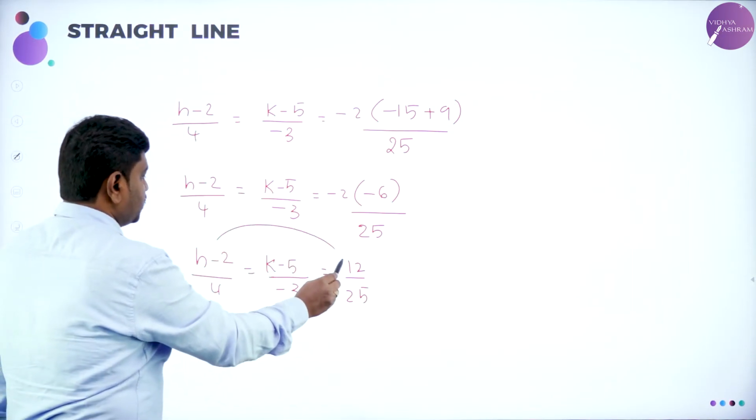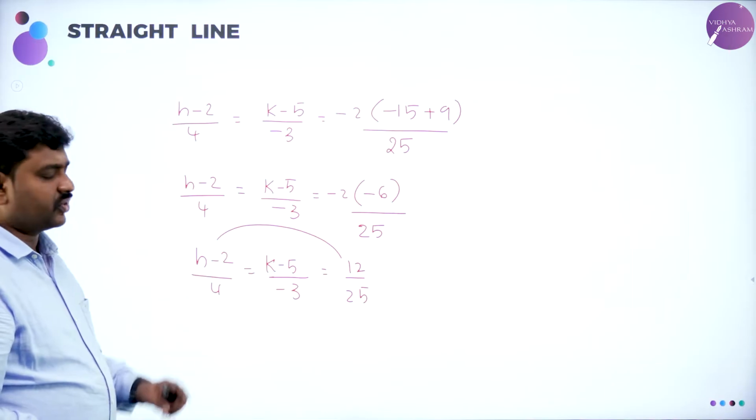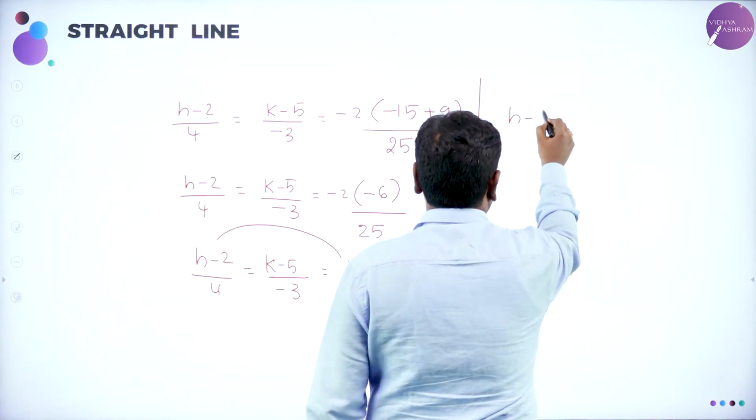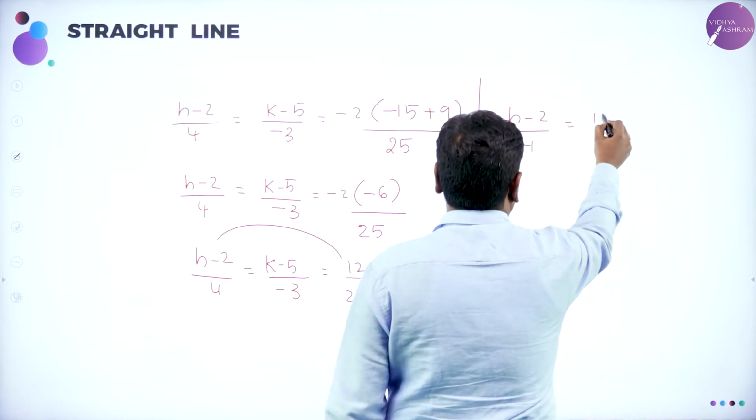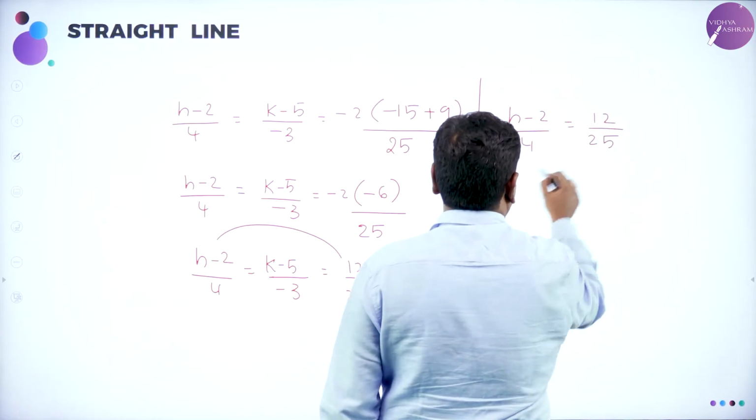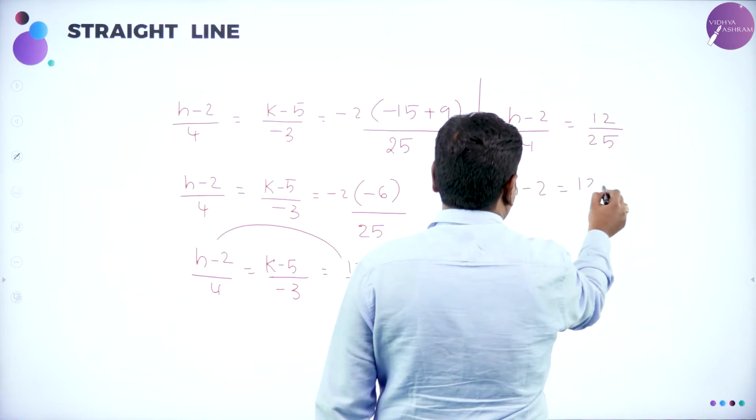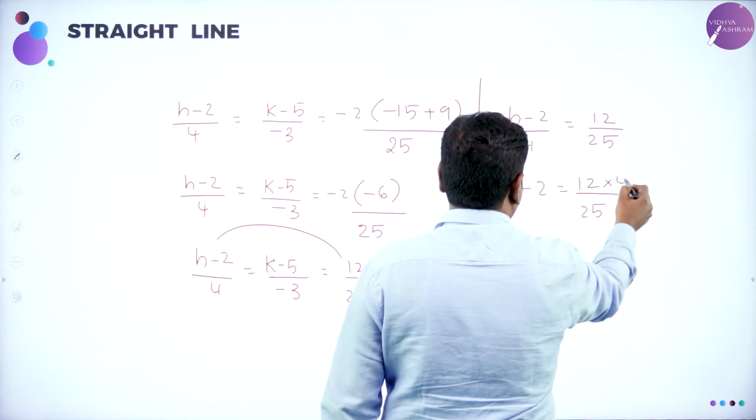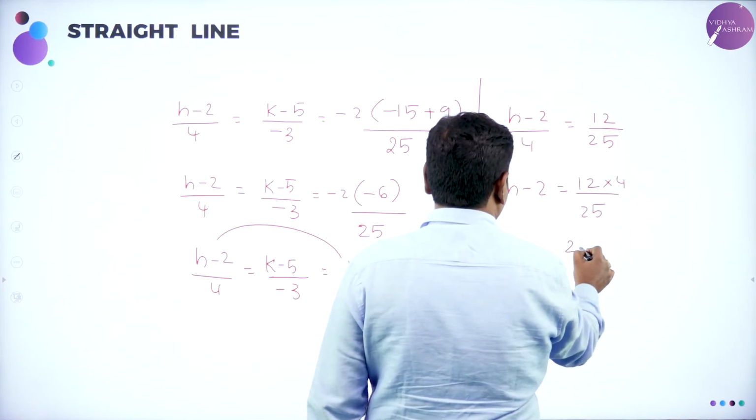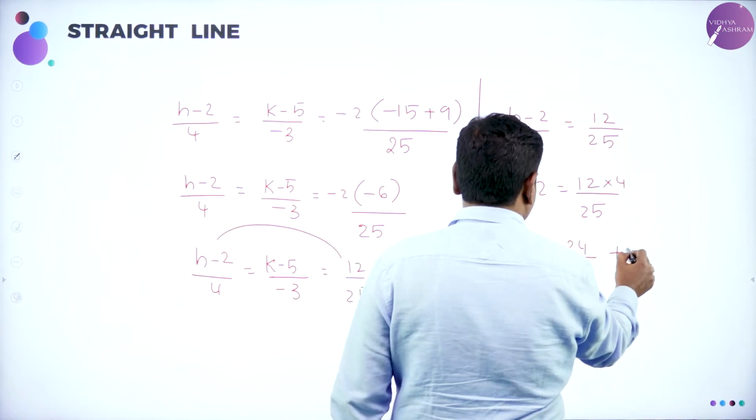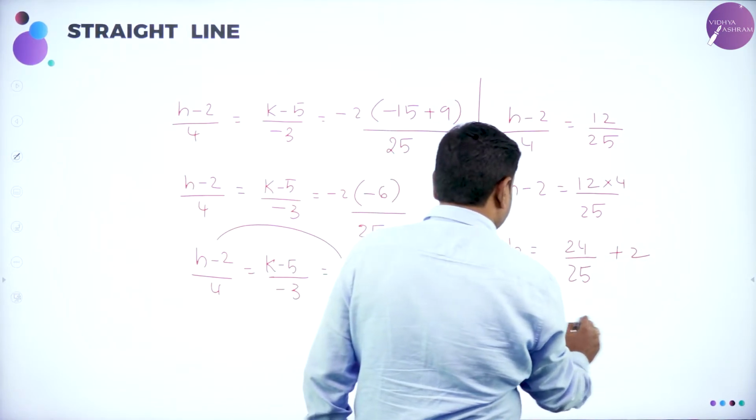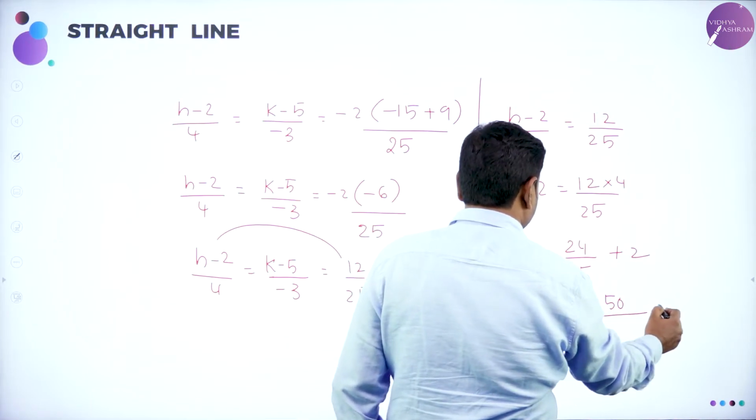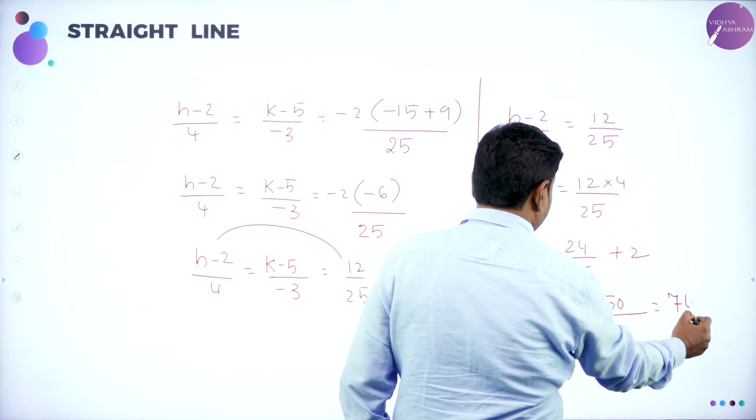Now each term is equated. First equate h: the first term and last term, if you equate, you will get h. That is (h minus 2) by 4 is equal to 12 divided by 25. Simplify this. h minus 2 is equal to 12 by 25, and the 4 goes to that side, into 4. h is equal to 24 by 25 plus 2. If you take LCM, 25 is the LCM, 24 plus 50. That is h equals 74 by 25.